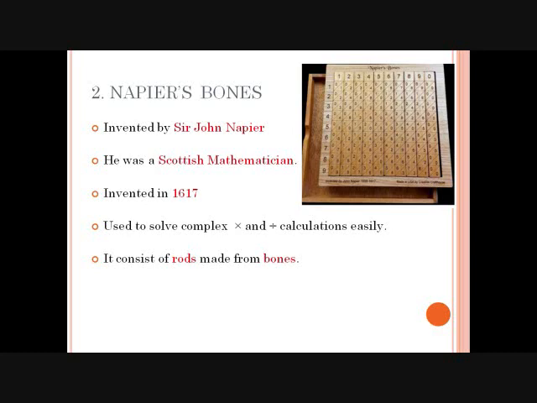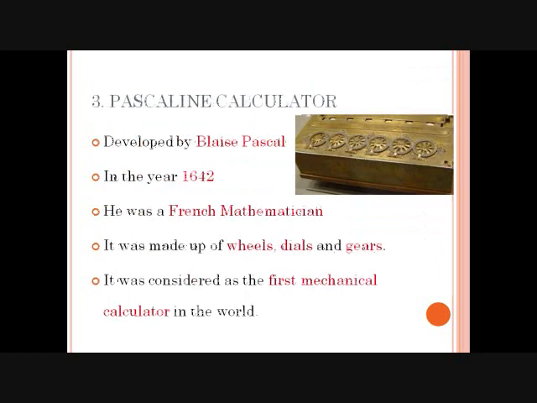Napier's bone was invented in 1617 by Scottish mathematician Sir John Napier. The device was used to solve complex multiplication and division calculations easily. It consisted of rods made from bones with numbers marked on them. The rods which you can see are made up of bones. That's why its name was kept as Napier's bone. The next one is Pascaline calculator.